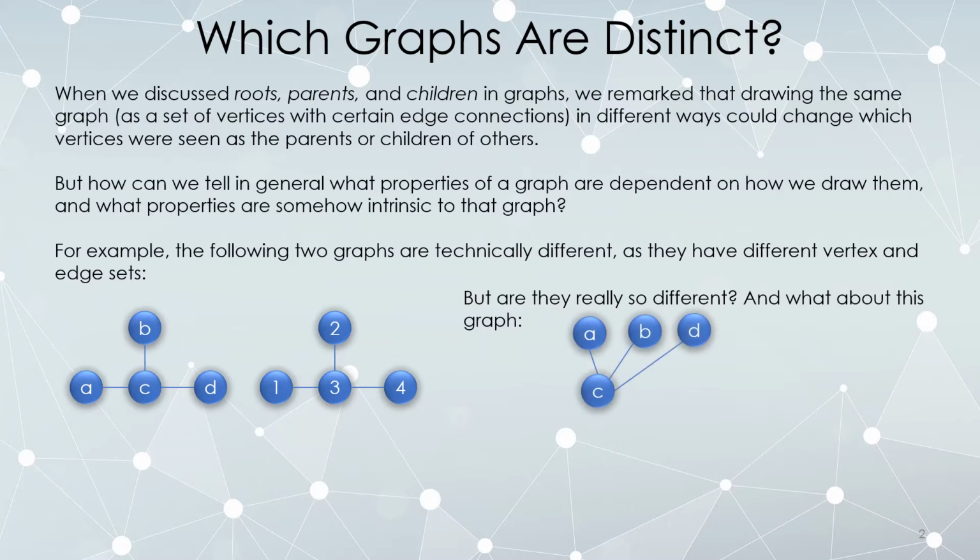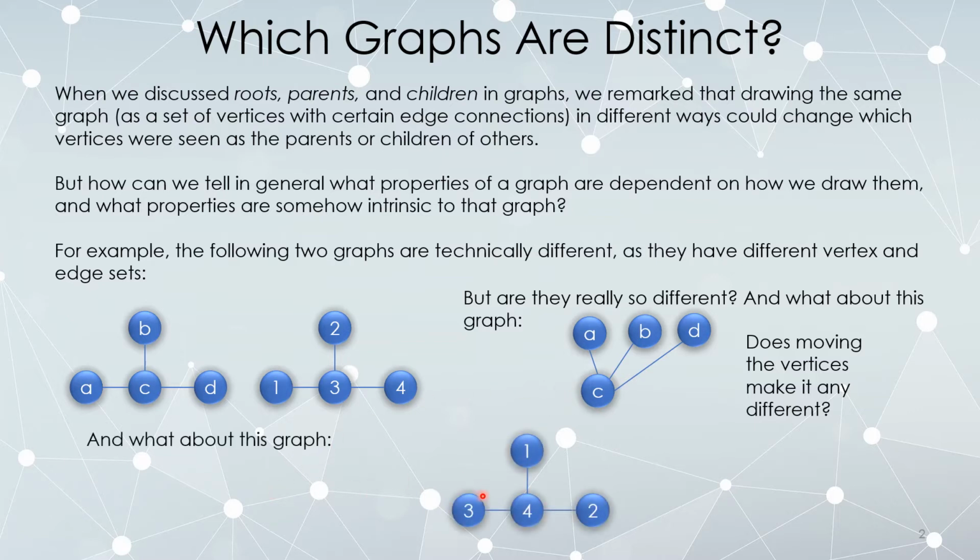Well, what about this one here? If you compare this graph to this one, as sets, they are the same. There's a vertex C connected to A, B, and D. The fact that we didn't draw this somehow located in the center of the other three, does that really matter? Does moving vertices around in a drawing actually change anything about the graph?